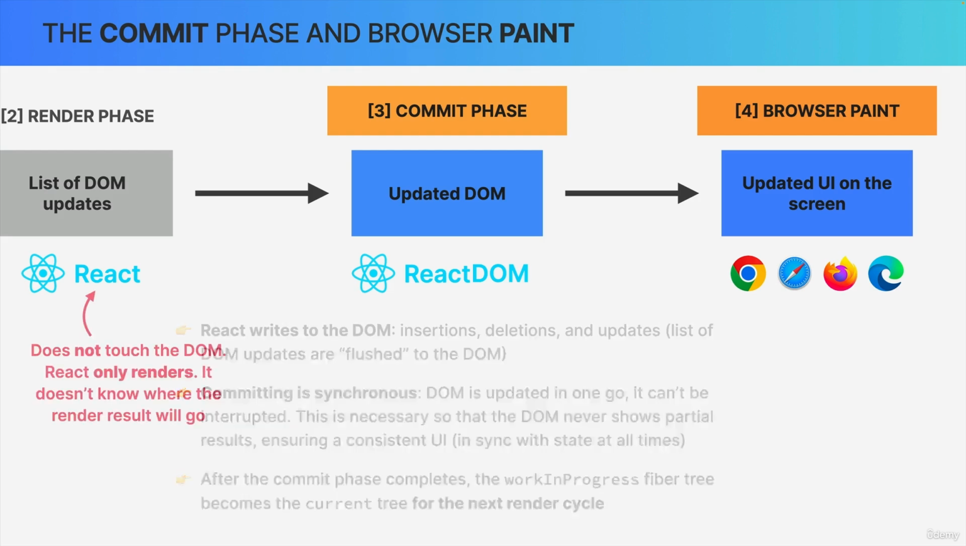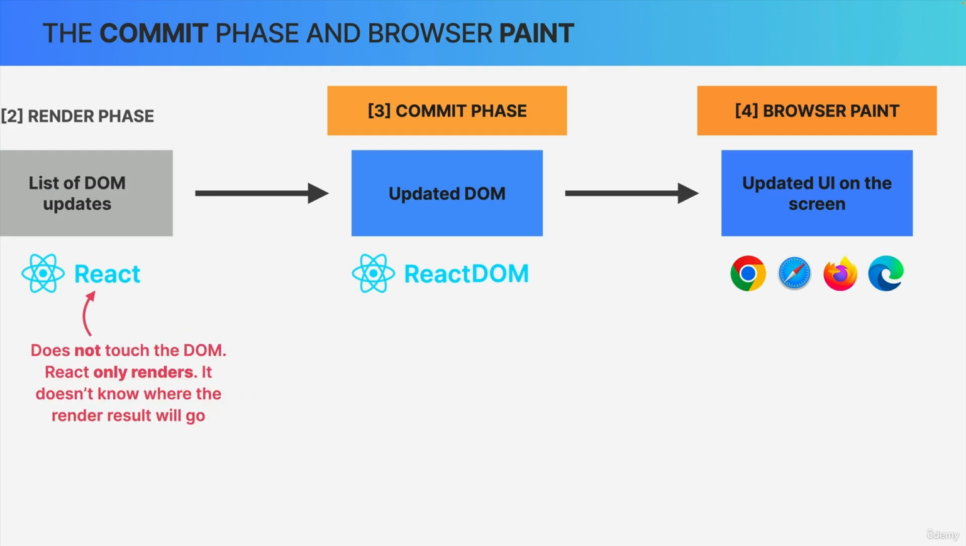So, in fact, React itself never touches the DOM, and it actually has no idea where the result of the render phase will actually be committed and painted. So React only does the render phase, but not the commit phase. And the reason for that is that React itself was designed to be used independently from the platform where elements will actually be shown. And therefore, React can be used with many different so-called hosts.